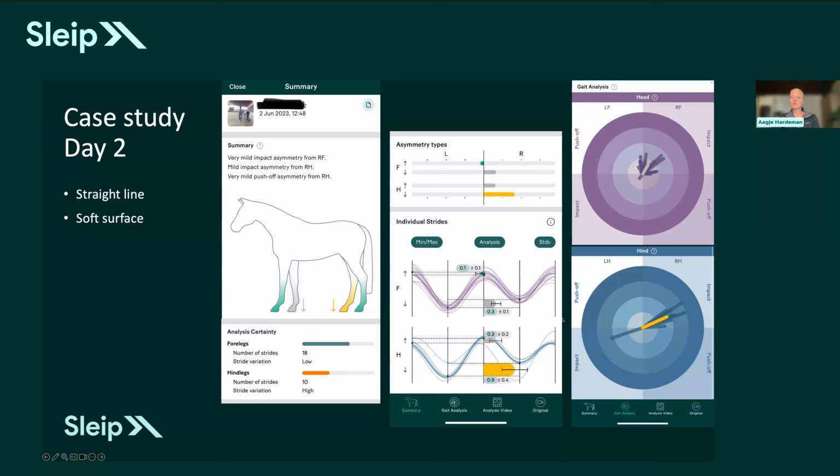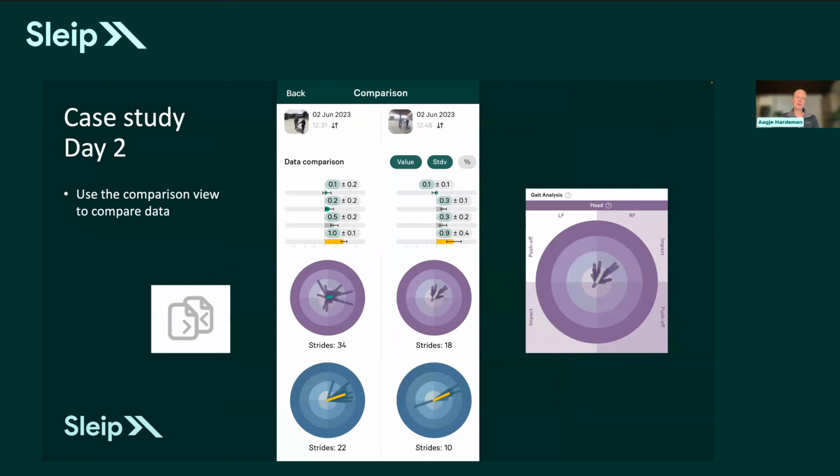Yeah, so generally the horse looks more or less the same. And now you maybe think, yeah, what did it look like again on the hard straight line? Well, there we have the comparison view in the application, and you can recognize that by this icon. And there you can just select two measurements and put them next to each other. So in here you see a screenshot of the trot-up. You see the date and the time, and these arrows mean it is a straight line measurement. And here the same for the soft surface. And there you can actually put two measurements next to each other, both in the asymmetry types and in the clock plots. And you can actually see what happens.